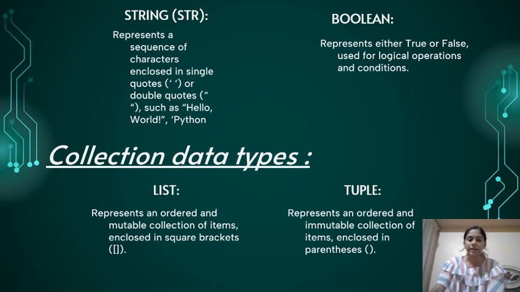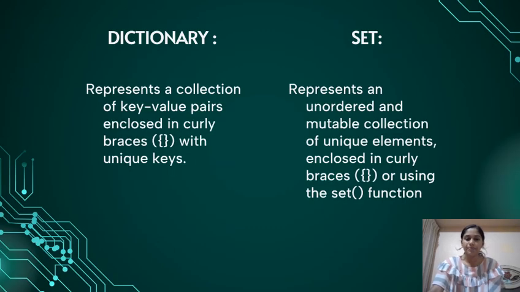Next, collection data types. There are four collection data types, that is list, tuple, dictionary, and set. Now let's see what is a list. A list represents an ordered and mutable collection of items enclosed in square brackets, and a tuple represents an ordered and immutable collection of items enclosed in parentheses. A dictionary represents a collection of key-value pairs enclosed in curly braces with unique keys. A set represents an unordered and mutable collection of unique elements enclosed in curly braces or using the set function.